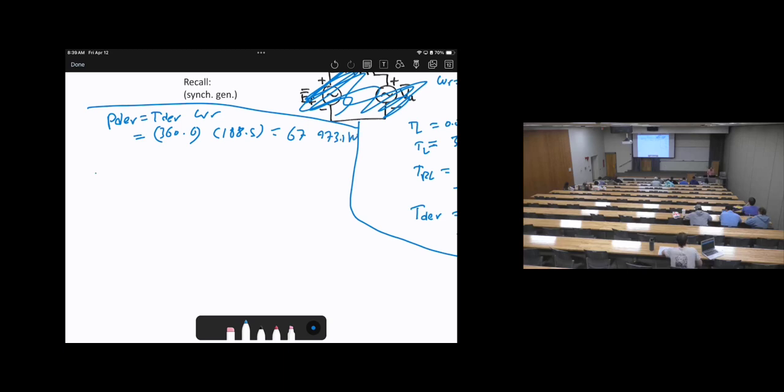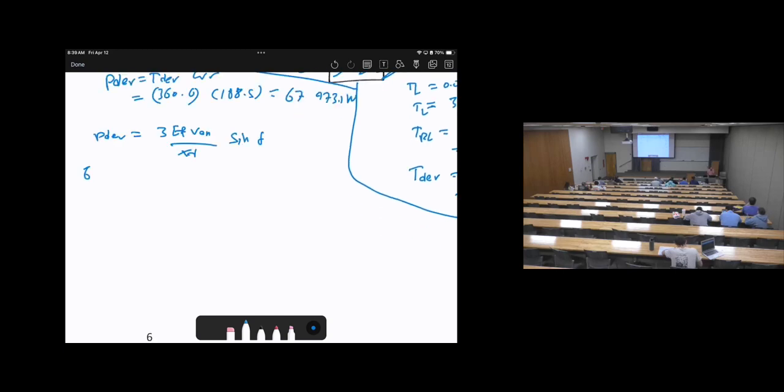After that, we know PDEV equals 3 EF VAN over XD sine delta. That's the equation. Then we can substitute the numbers: 67,973.1 equals 3 times 300 times 277.1 over XD, which is 2.5, times sine delta. Then you can find delta. When you do the sine inverse, delta will be 42.95 degrees.